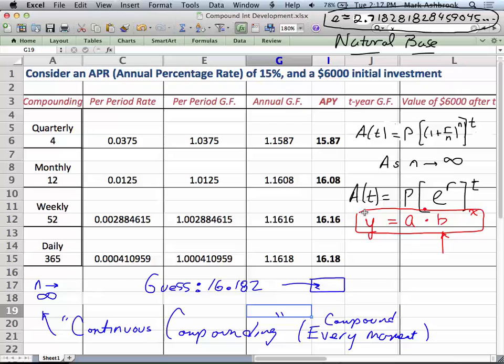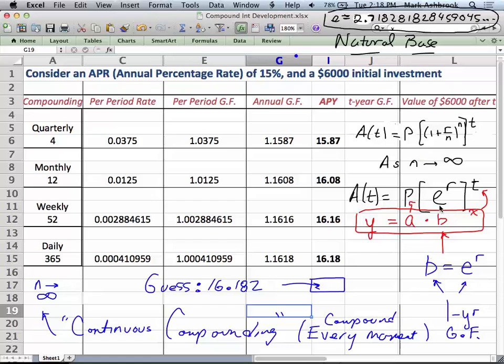Notice that this continuous compound is in the same form. What is our a? Initial. What is x? Input. So what is b? In this formula, it's e to the r. Here's the key: b equals e to the r. So with continuous compounding, e to the r is the 1-year growth factor, or the annual growth factor. And from the annual growth factor, we can get APY.